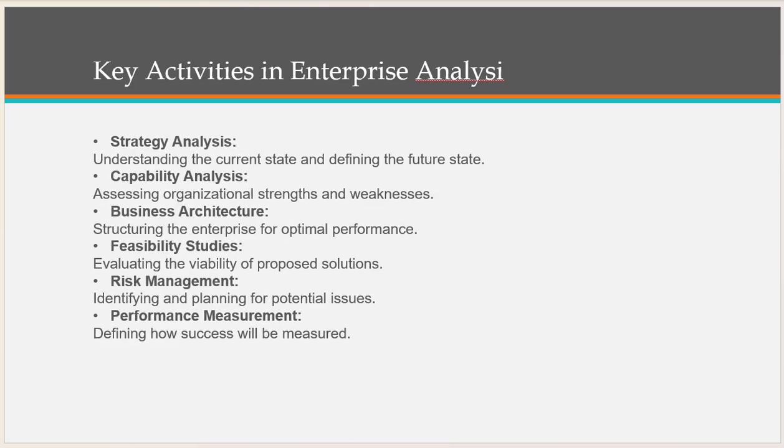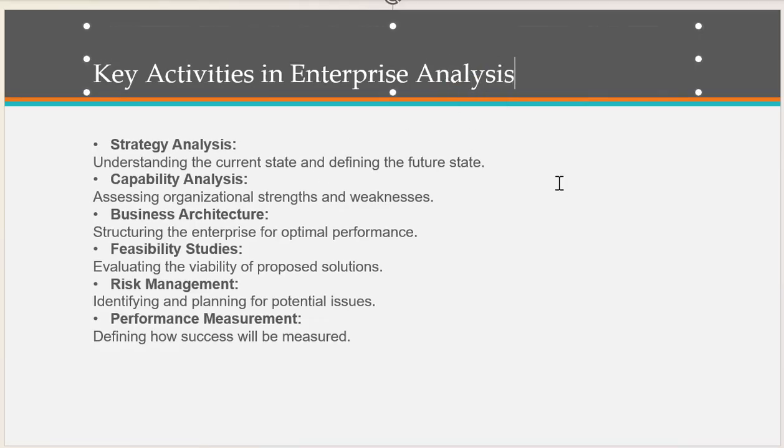So then the key activities in enterprise analysis. I'll explain each activity in detail, guys, and explain it in the upcoming slides. First one is strategic analysis. In strategic analysis, we will understand the current state and define the future state. Strategy analysis is nothing but the gap analysis, where we can understand all the current state, how the current system works, what improvements we need to make, what the to-be process is, and how the system and process should work in the future.